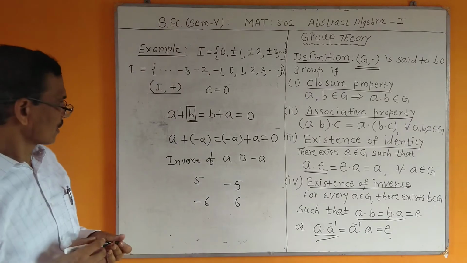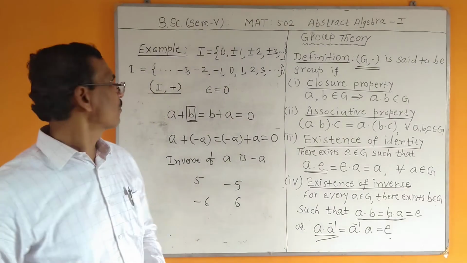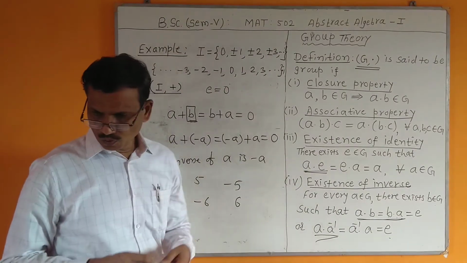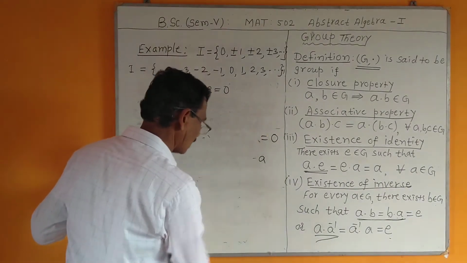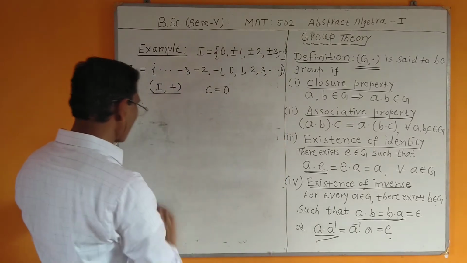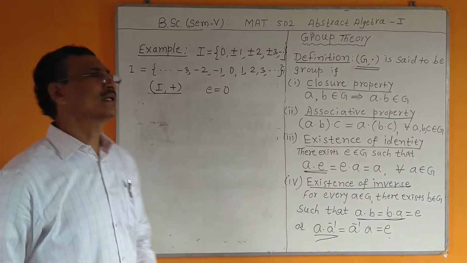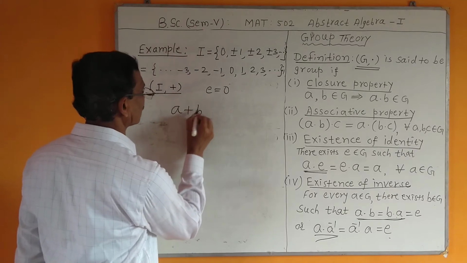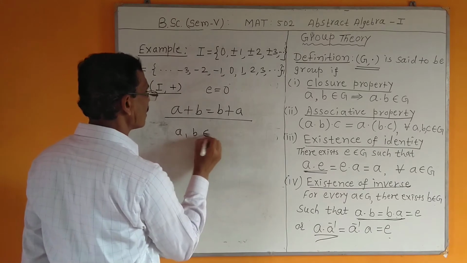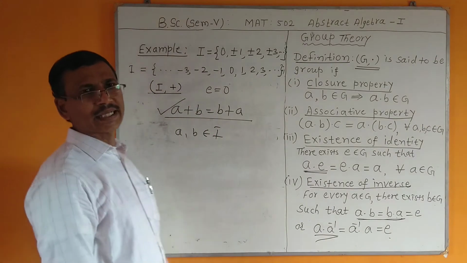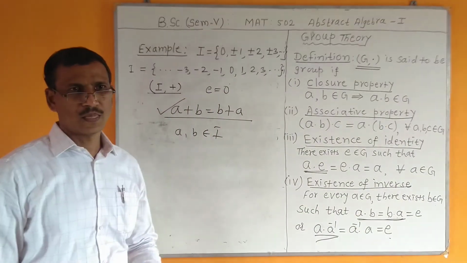of integers. We can observe that all these four conditions are satisfied, and therefore (I, +) is a group. Is it abelian? When will it be abelian? (I, +) will be an abelian group if the commutative property is satisfied. That means A plus B is equal to B plus A. And we know that for any two elements A, B belonging to I, this condition is satisfied, and therefore (I, +) is an abelian group, a commutative group. Okay?